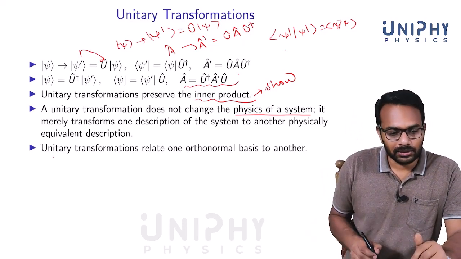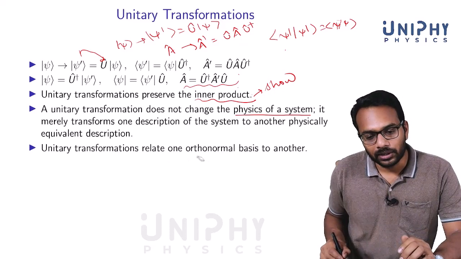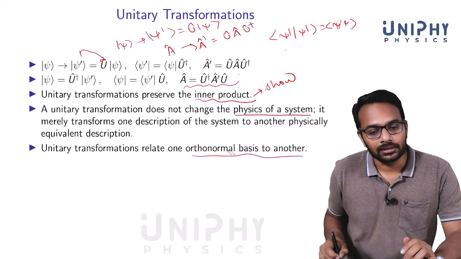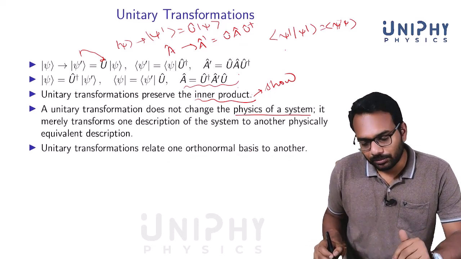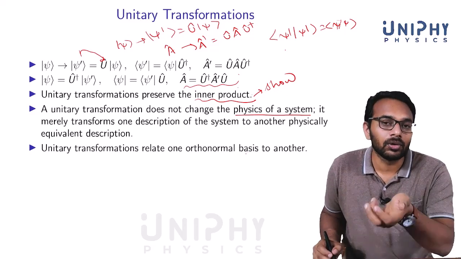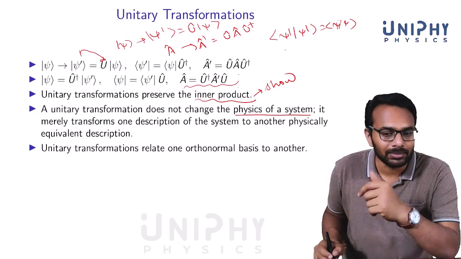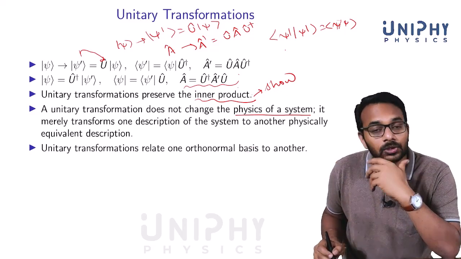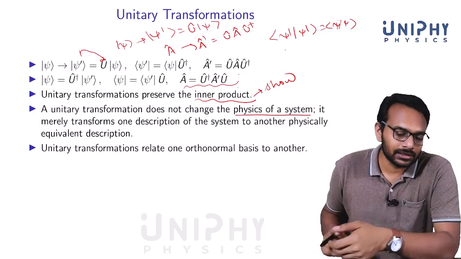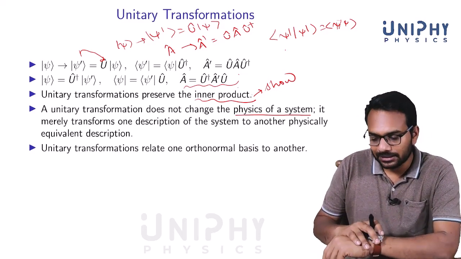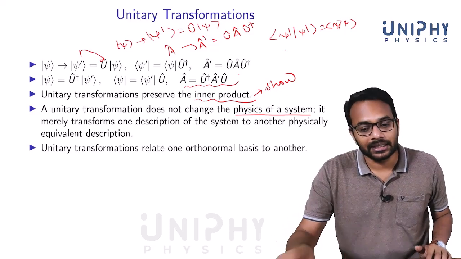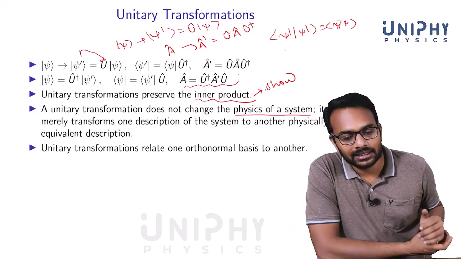So you remember that unitary transformations relate one orthonormal basis to another. So it doesn't matter in which basis you work. Maybe some bases are more convenient, for example, the position basis in which we write the Schrodinger equation. But it's not unique. You could use any basis and you get a physically equivalent description. That's not the only thing.